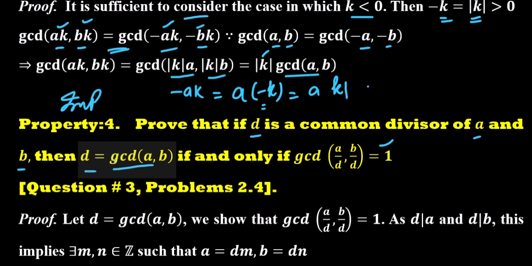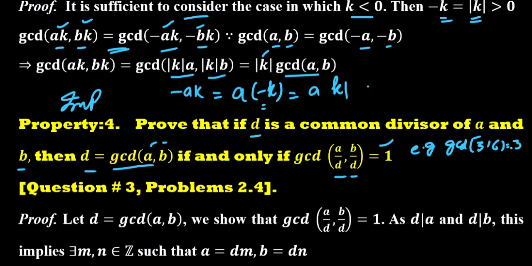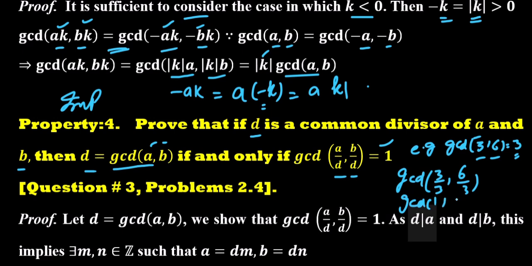if D is the GCD of some integers A and B, and you divide these integers by their GCD, then they become relatively prime. Meaning to say, their GCD becomes 1. For example, GCD of 3 and 6 is equal to 3. Now if you divide these two numbers by their GCD, we have the fractions 3 over 3 and 6 over 3. 3 over 3 is equal to 1 and 6 over 3 is equal to 2.